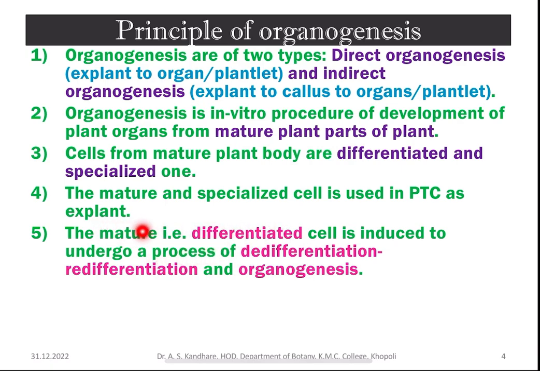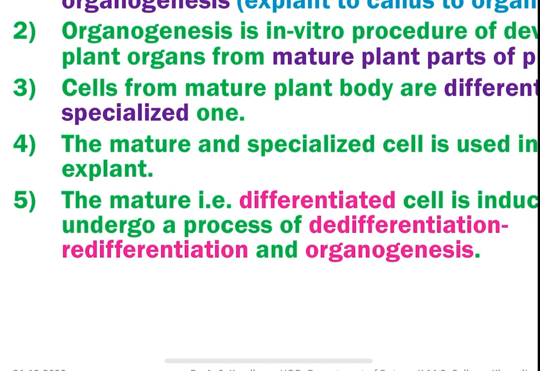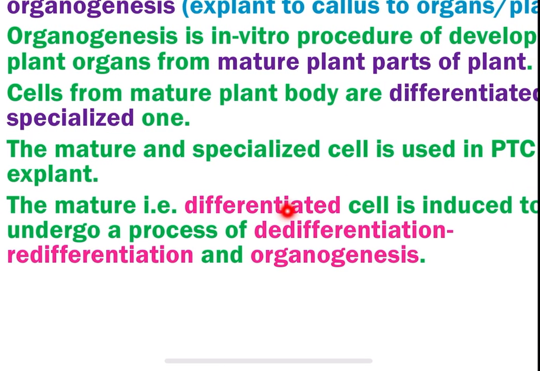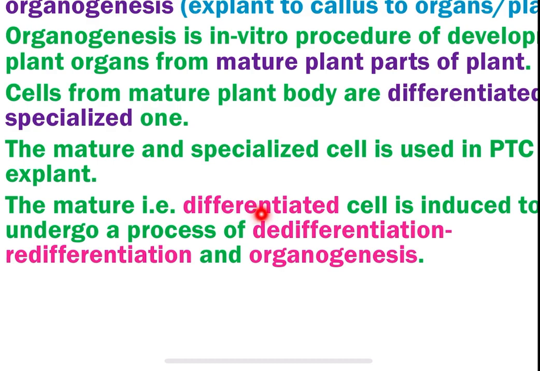Now here you can see these are the synonymous terminologies. Mature means differentiated cell of the plant. The mature, that is differentiated cell, is induced to undergo a process of differentiation, then redifferentiation, and then organogenesis. Organogenesis होता है. तो ये प्रक्रिया है, पहले क्या होता है कि जो सेल मैच्योर होती है, जिसे हम कहते हैं डिफरेंशिएटेड सेल, isn't it, which is a specialized cell.